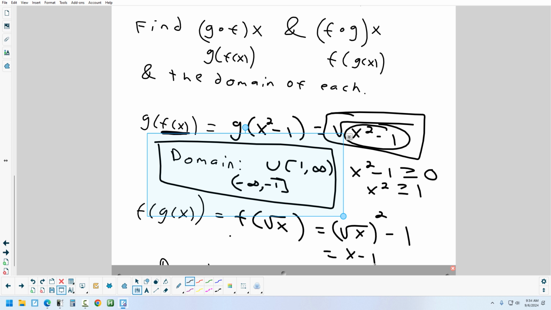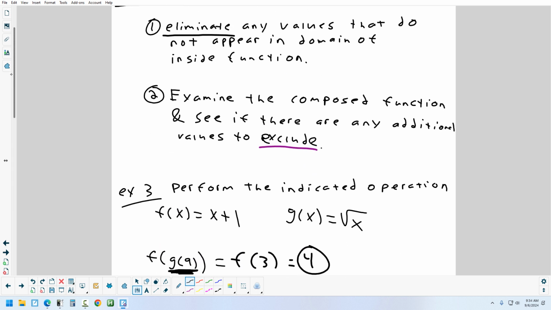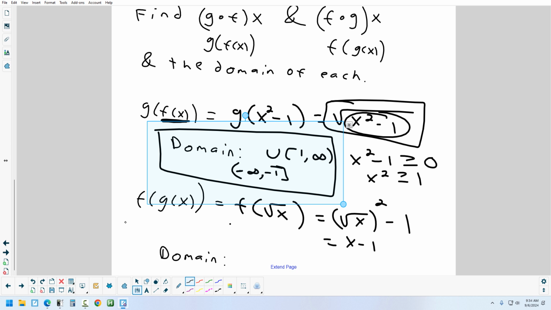And you might think, oh, well, you can take any number you want and subtract 1 from it. Don't forget the first step. Eliminate any values that are not in the inside function. Does the inside function have a square root? Yes, it does. So we need to eliminate all the values right away that would not work in this inside function. What numbers, Lucas, would you have to pick for x here? 0 or greater. Okay, so now we're already limited to 0 or greater.